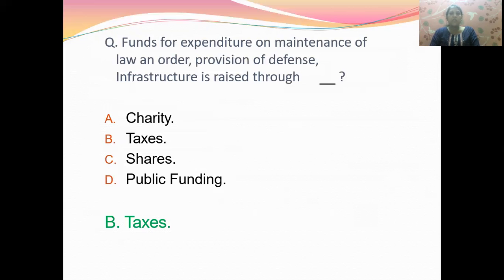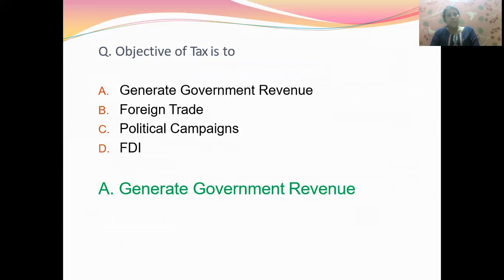Funds for expenditure on maintenance of law and order and provision of defense infrastructure are raised through, there are four options: charity, taxes, shares, and public funding. So the right answer is taxes. That means funds for expenditure on maintenance of law and order and provision of defense infrastructure are raised through taxes. The next question: the objective of tax is to generate government revenue, foreign trade, political campaigns, or FDI. The first one is the correct answer, that is, to generate government revenue, that is, government income.